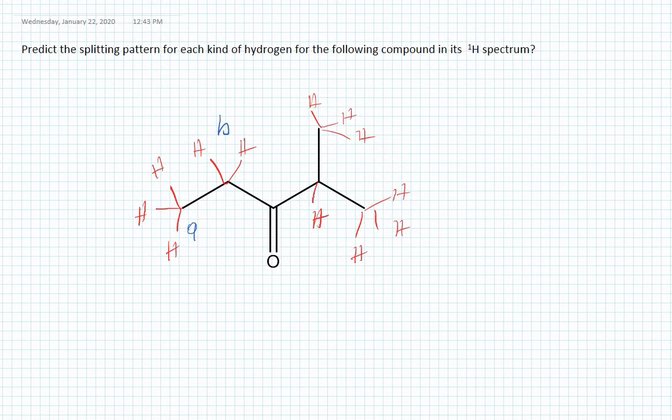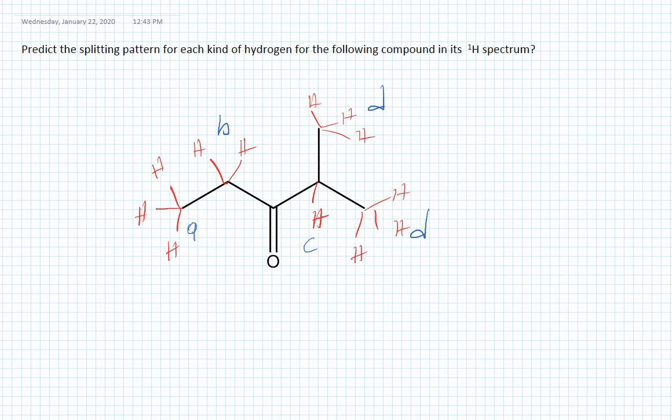And here I have one hydrogen. I will say it's just C. And the methyl or primary hydrogens, since they are symmetric, we can call them the same type of hydrogens. They are homotopic or equivalent hydrogens. So I will say D and D. So they will not appear as two different peaks in the spectrum.